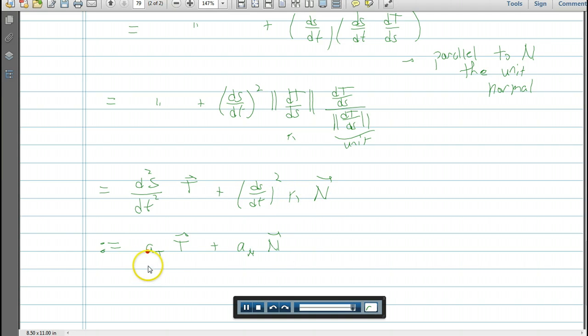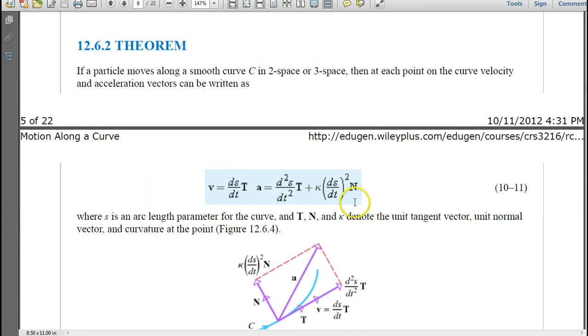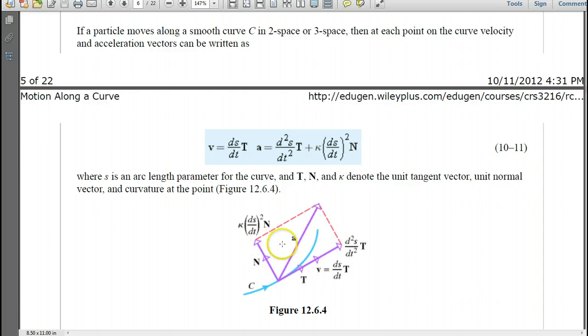And we're just going to define this to be the tangential component of the acceleration, the scalar part of that, and this is the normal component of the acceleration, and that's the scalar portion to go with it. And that's the verification of the theorem you're going to see in your textbook. All right, and they're going to use that notation, a sub t and a sub n, to represent the scalar components of acceleration in the tangential direction and the normal direction.